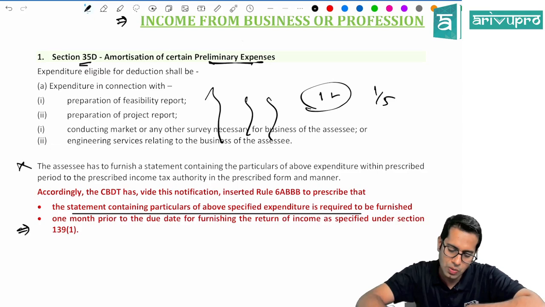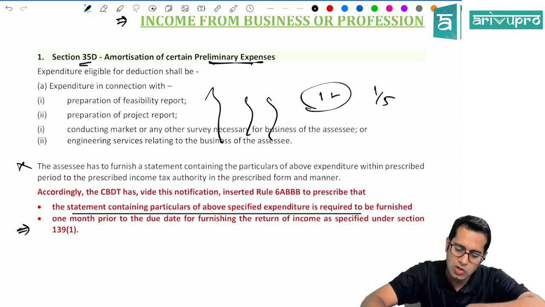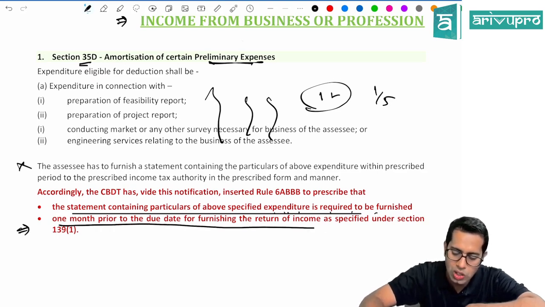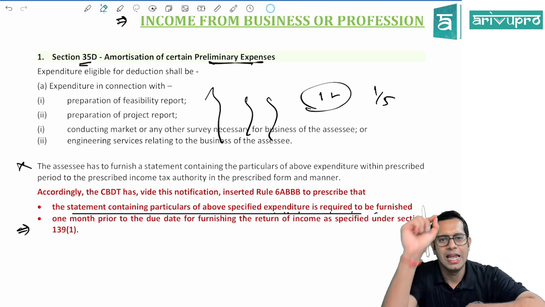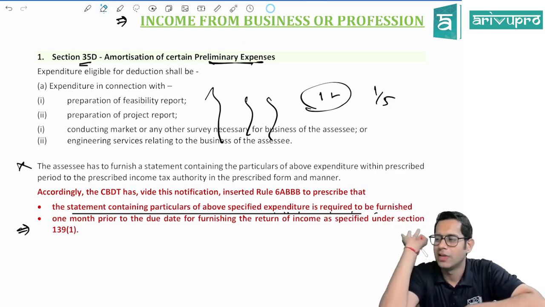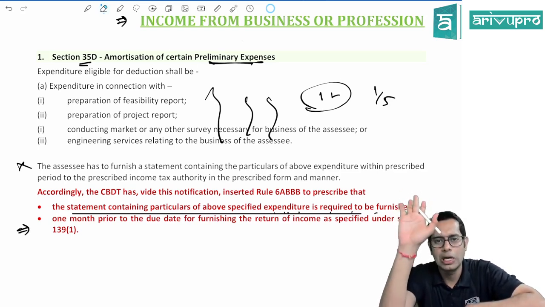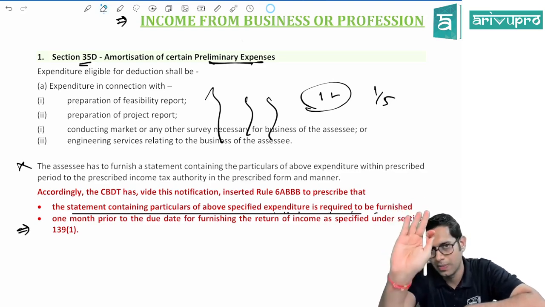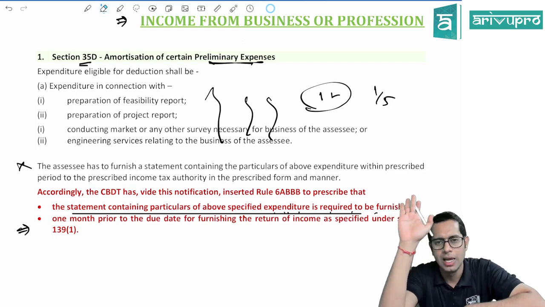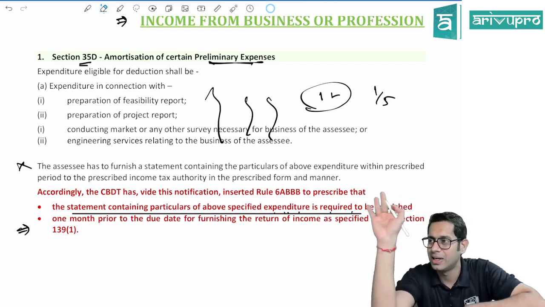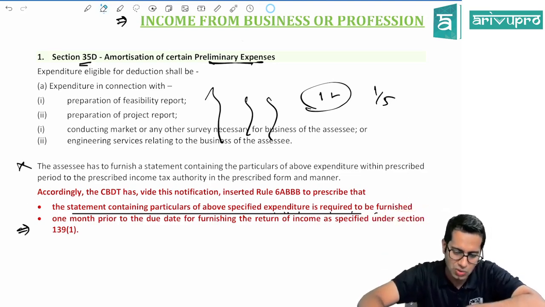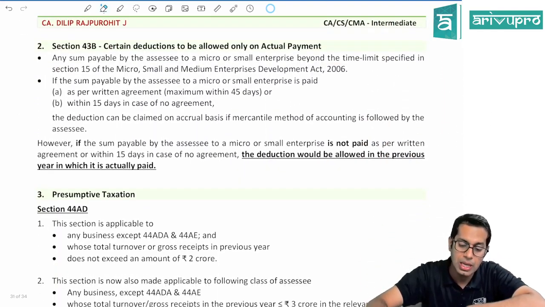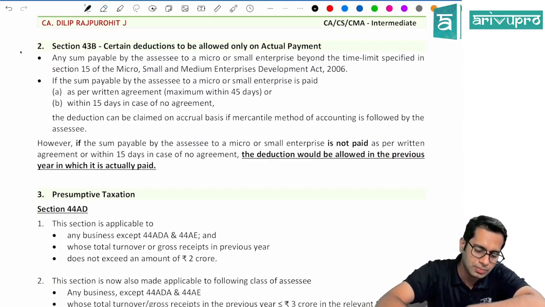A statement containing the particulars of specified expenditure is required to be furnished 1 month prior to the due date of filing income tax return. Any person claiming deduction under section 35D will have to submit a chartered accountant report 1 month before filing the income tax return, stating that these are all the expenses taken as deduction under section 35D. So one CA report has to be attached, 1 month before filing of returns.